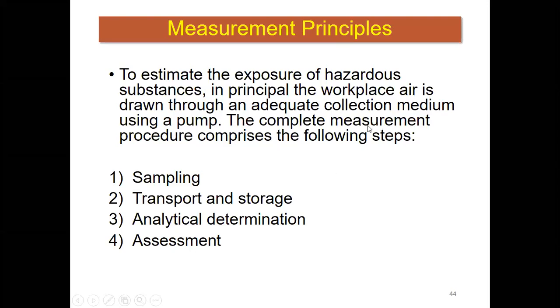Okay, so we discussed that workplace air pollution will be determined using this. The complete measurement process comprises the following steps. The first thing is sampling. We have to collect the gas samples, and if we have some on-site instrument or methods to determine the gases, it's okay. But if not, we have to transport these gas samples, and also we have to store them. Then we will do the analytical determination, and then we will assess the quality of this air. So those are the four major steps involved in the measurement process.